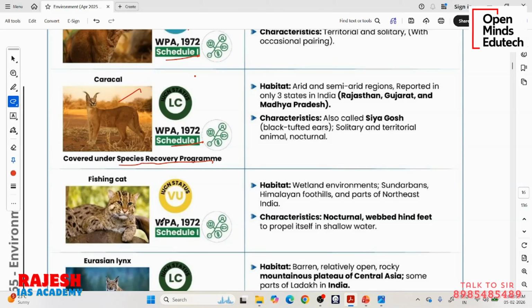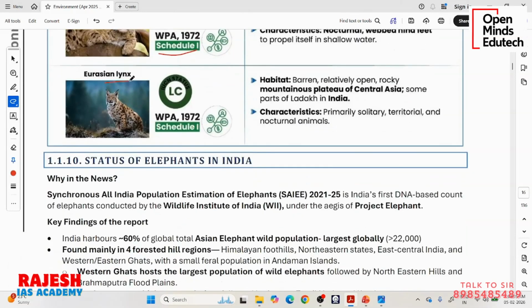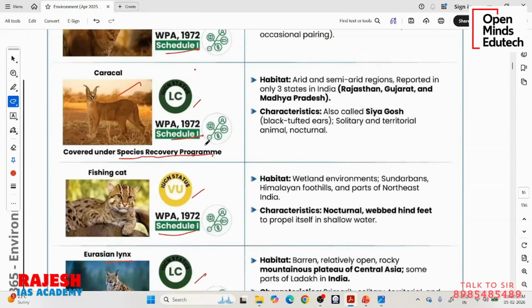Then there is something called fishing cat, which is also inserted in Schedule 1 of Wildlife Protection Act. IUCN status is Vulnerable here; it is Least Concern for caracal. Then there is something called Eurasian lynx, okay, again Least Concern, Schedule 1 of Wildlife Protection Act, okay.